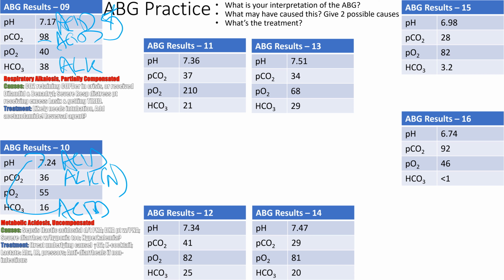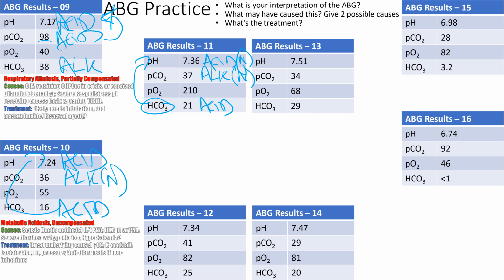So 7.36 is normal, but it's kind of on the acidotic side. What about CO2 at 37? It's also on the alkalotic side, right? But normal. What about bicarb at 21? That's on the acidotic side. Is it normal? No, that's acidosis, right? So what caused that drop in pH? It was the bicarb. So that means it's what kind of acidosis? A metabolic acidosis, and partially, fully, or uncompensated.